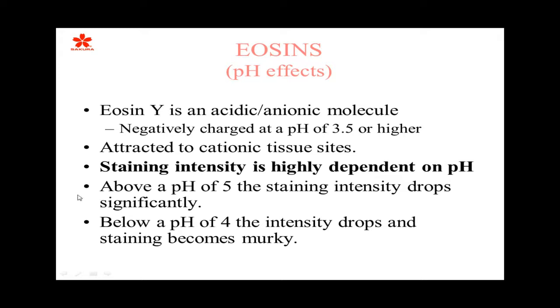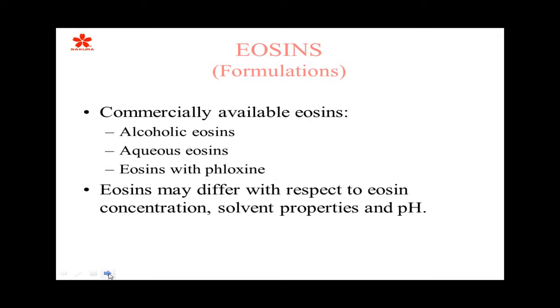Now remember, we just spoke about the buffers. The bluing solution is highly alkaline, with a high pH. So if you're progressively carrying some of that over residually, even though it's not that much, by the time you hit 500 or so slides, you're adjusting the pH of your eosin. Below the optimal pH, the stain becomes murky. Commercially available eosins, alcoholic eosin, aqueous eosin, eosin with phloxine, may differ with respect to the eosin concentration and the solvents used.